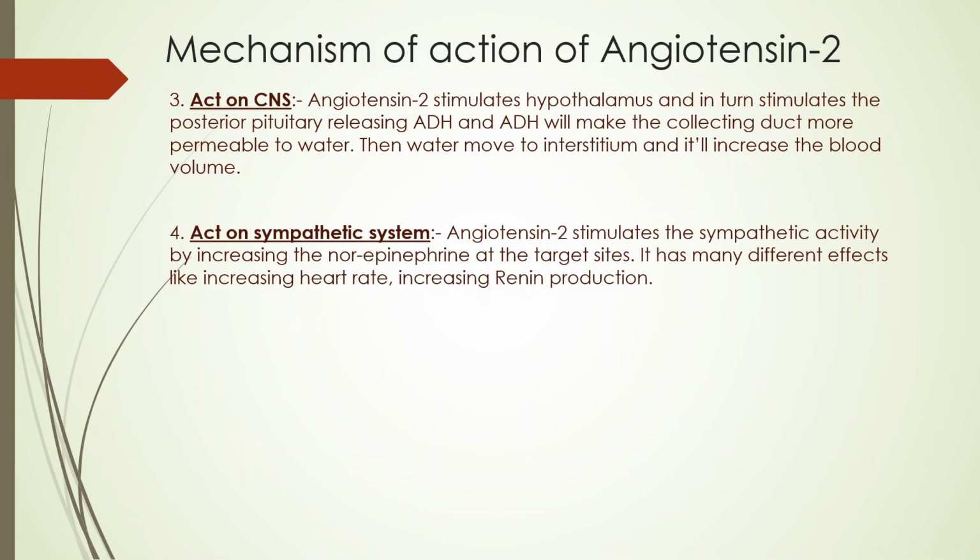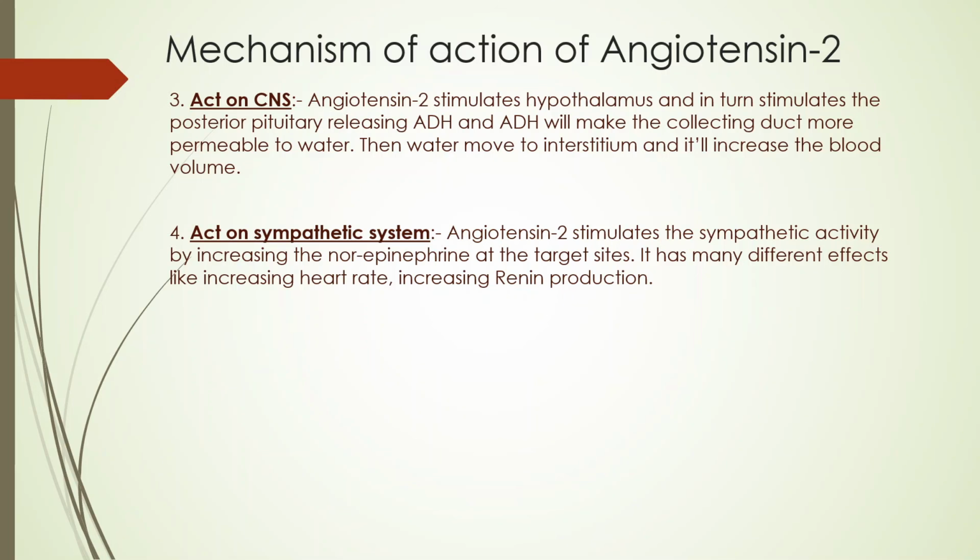Alright, next mechanism is when angiotensin 2 acts on the central nervous system. In that, it has 3 effects. First, it will act on the hypothalamus, thereby stimulating the thirst center, and it will increase the water intake, so increasing the blood volume. Second, it will stimulate the posterior pituitary to release ADH, antidiuretic hormone, to increase the water reabsorption of the kidney. And third, it will decrease the baroreceptor reflex so that our body won't try to lower our blood pressure when it's needed more.